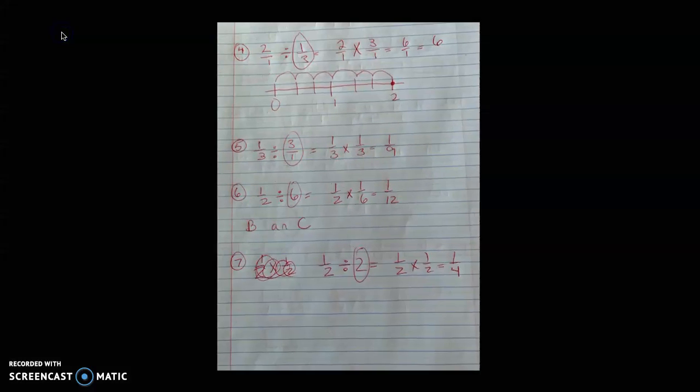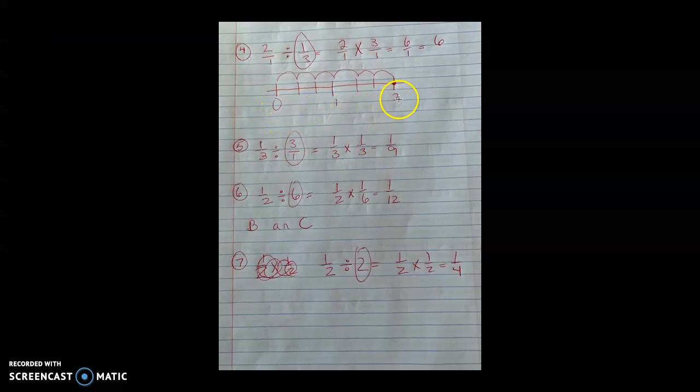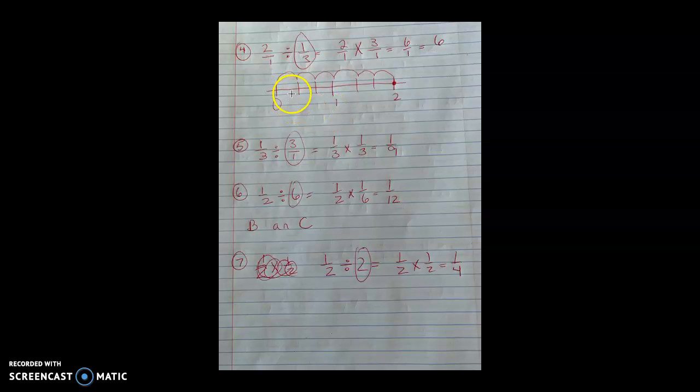Okay, question number 4. So look at my number line. It goes from 0 to 2. And then notice between 0 and 1, I divided it into 3 sections. 1, 2, 3. And then between 1 and 2, I divided it between 3 sections. 1, 2, 3. I divide each into 3 because of this denominator 3. Then I counted how many sections are between 0 and 2, and I got 6. To do the dividing, I have 2 divided by 1/3. Circle the second fraction and flip it. So I get 6 over 1, which is equal to 6.